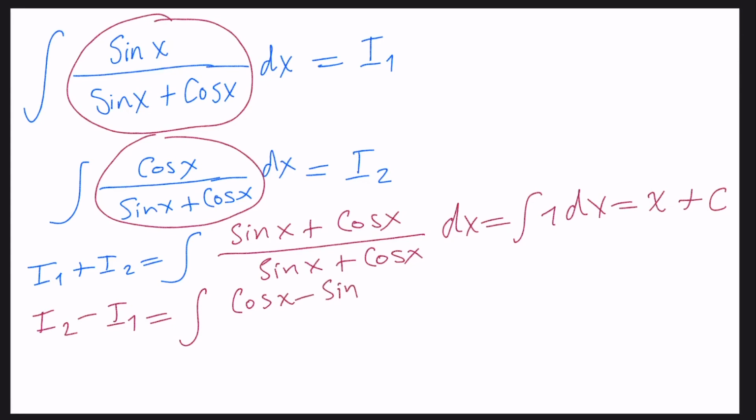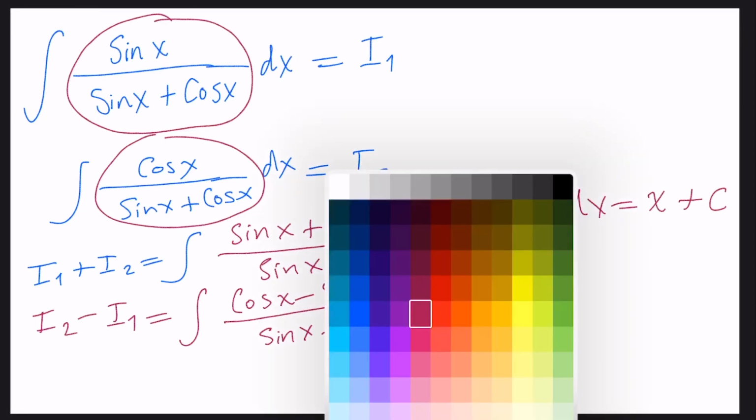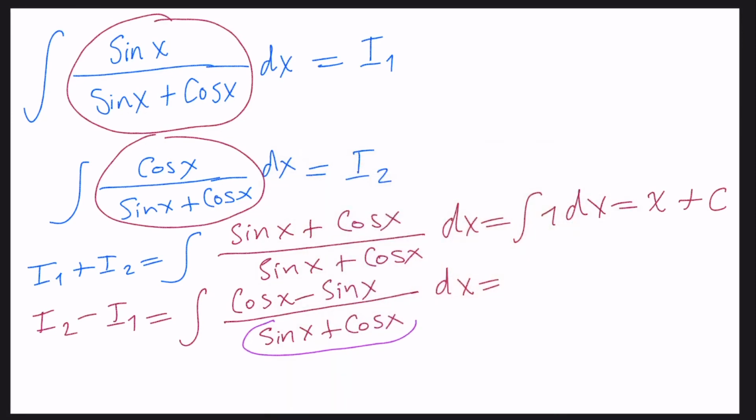Now, if I calculate A2 minus A1, this is the integral of cosine of x minus sine of x divided by sine of x plus cosine of x dx. And as you can see, the function on top is the derivative of the denominator. So this is the natural logarithm of the absolute value of sine of x plus cosine of x plus c. I will call these c1 and c2 to avoid any problem.